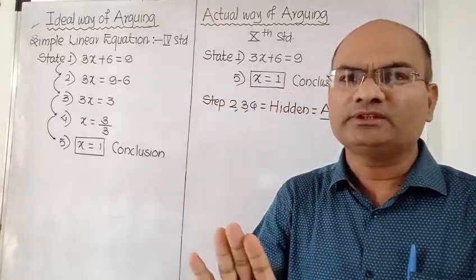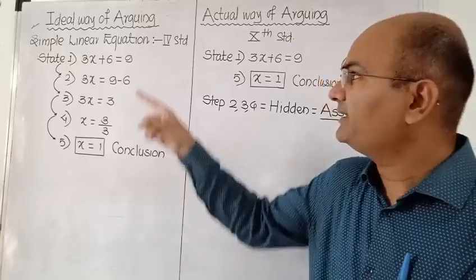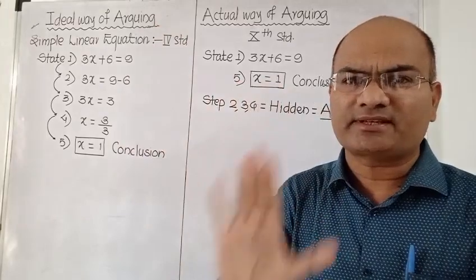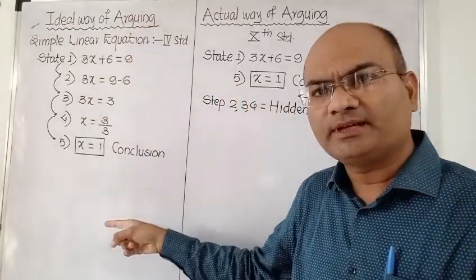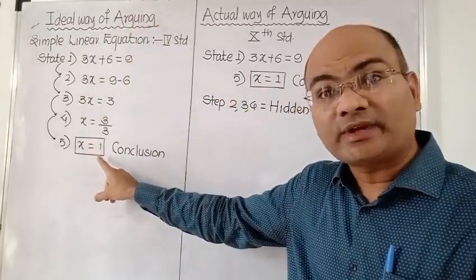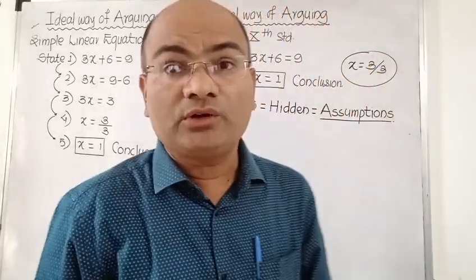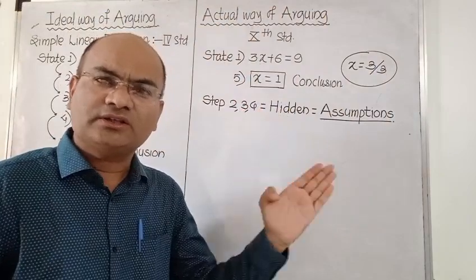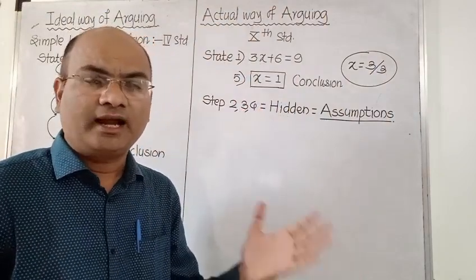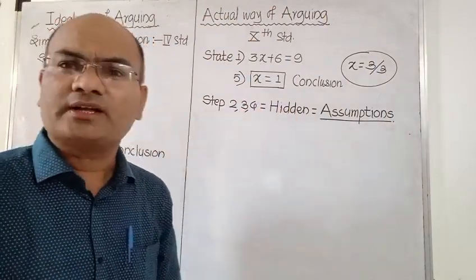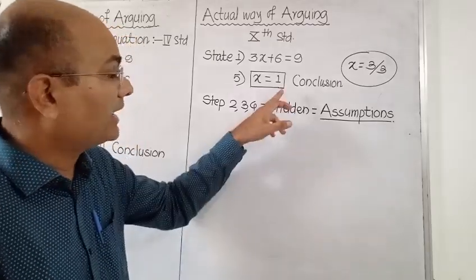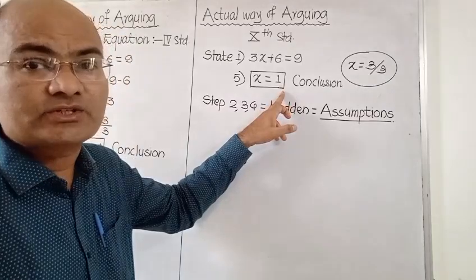To conclude today's video, my dear friends, in an ideal way of arguing, as the author puts everything step by step, no assumption is developed and we directly conclude x is equal to 1. But in the actual way of argumentation, a number of steps are put by the author as hidden. And so steps number 2, 3, 4 are called assumptions of the passage or assumptions of the equations, and accordingly we indirectly conclude x is equal to 1.